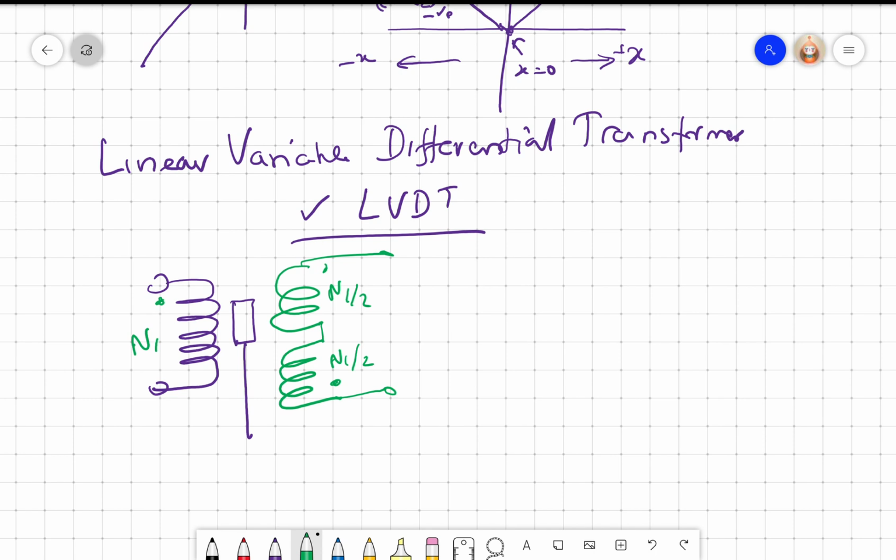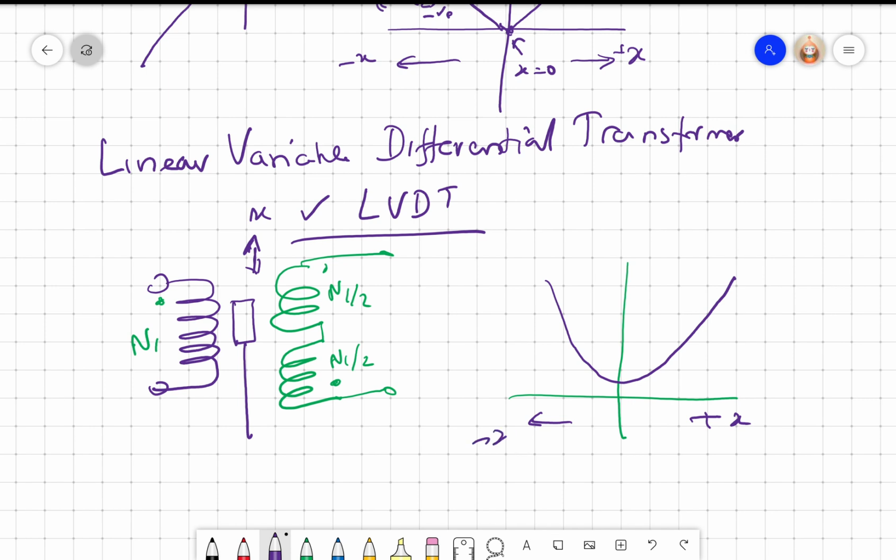Okay, and if I make this and get the characteristics, I will get something like this, right? This is again x, so this is plus x, which means moving upwards. This is minus x, which is moving downwards, and at the middle point where x is equal to 0, I will get a small voltage, and also there will be a nonlinearity here. You can see the curvature here.